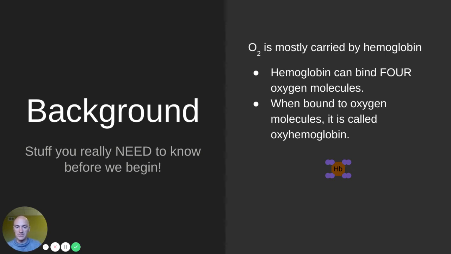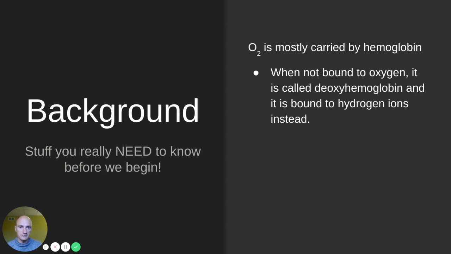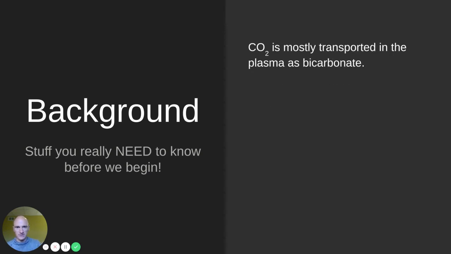You might even be able to figure out where I'm going next. When it's not bound to those oxygen molecules, it's called deoxyhemoglobin. And something needs to hold the spot, and it's going to be hydrogen ions. So notice instead of 4 of those purple little molecules here, it's got 4 hydrogen ions attached instead. That's typical. Now, technically, hemoglobin can also hang on to CO2. It doesn't, not nearly as much. I'm going to show you how CO2 is transported later. Actually, I'm going to talk about it right now.